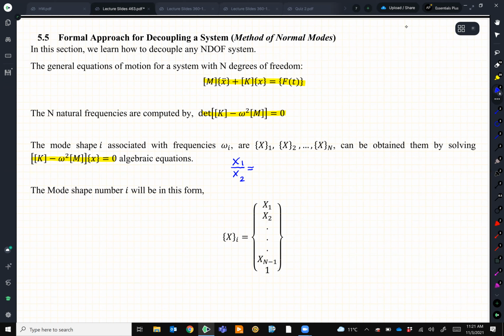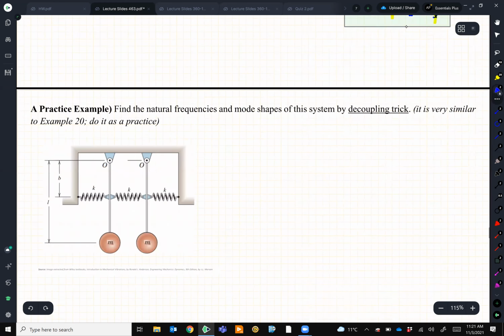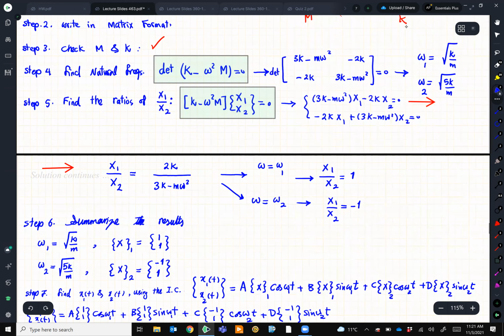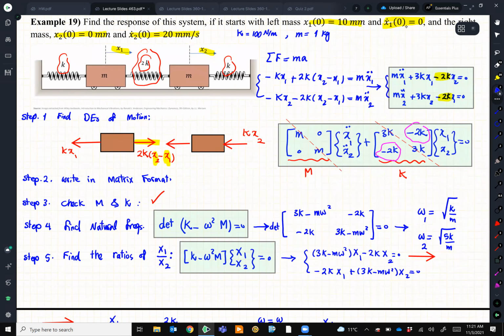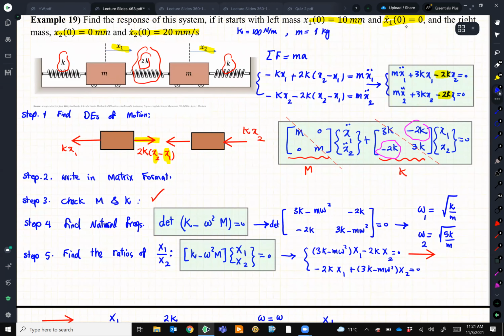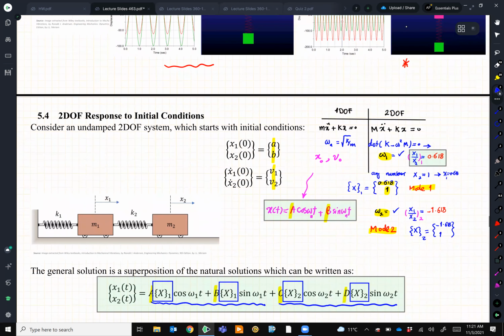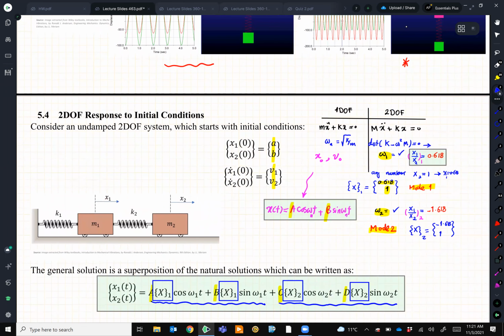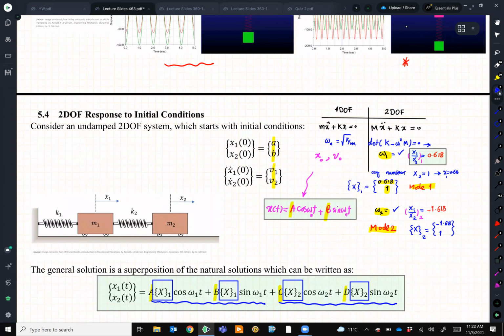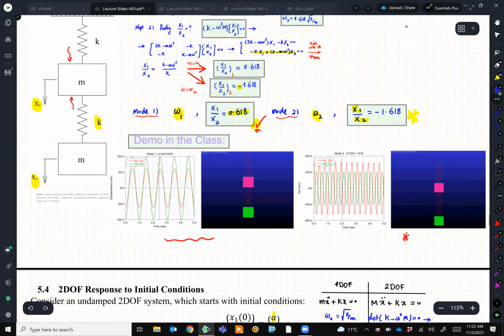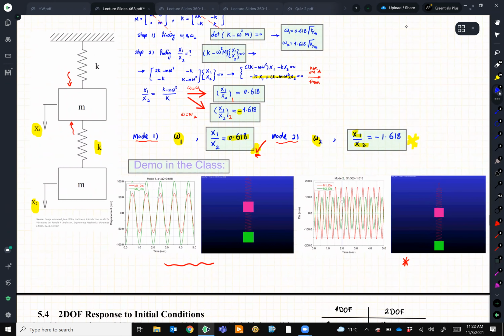Going back to the example that we solved before, so you have natural frequency of 1. I'm going to move back. I forgot the numbers. It was this one, or yes, this one. 618. So what were the natural frequencies? K/m.